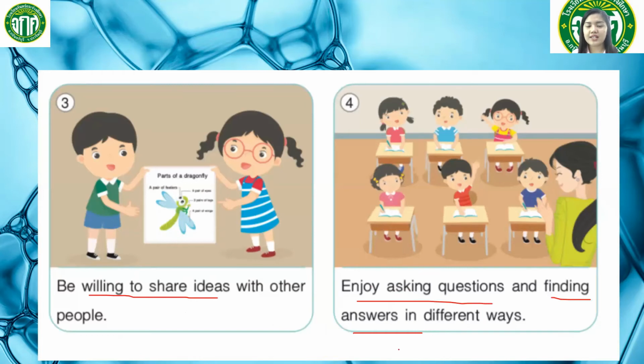So you should ask others' ideas also. You should not just rely on your idea or your opinion. You should ask your friends and your classmates about their ideas and opinions also. Those are examples of traits of a person who has a scientific mind.